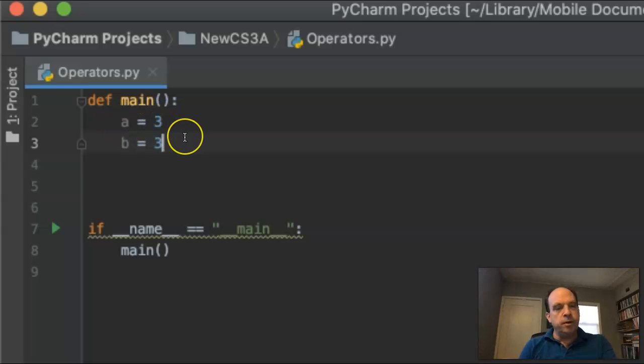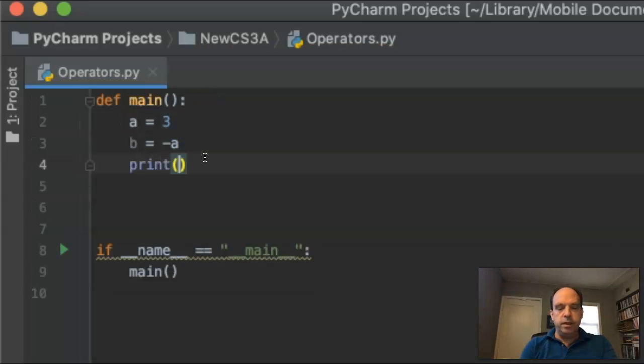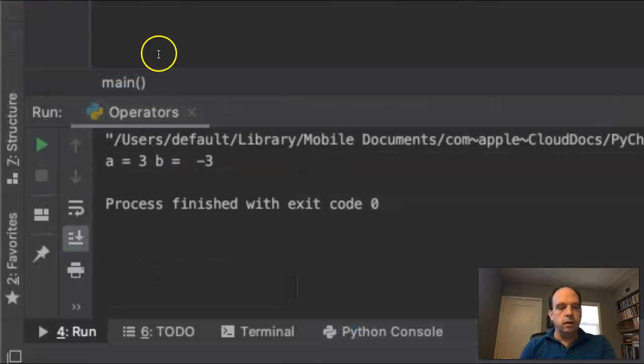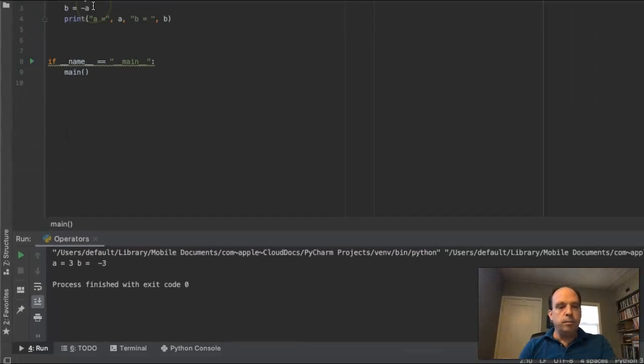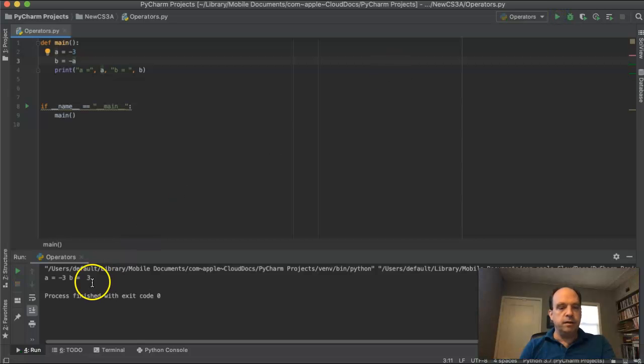Beyond the assignment operator, we have unary operators that act on a single number. So if I say b equals negative a, and then print the values of a and b, of course, a equals 3 and b equals negative 3. The unary operator changes the sign of a number so that if a were originally negative 3, of course b would become positive 3. Most often we use binary operators.